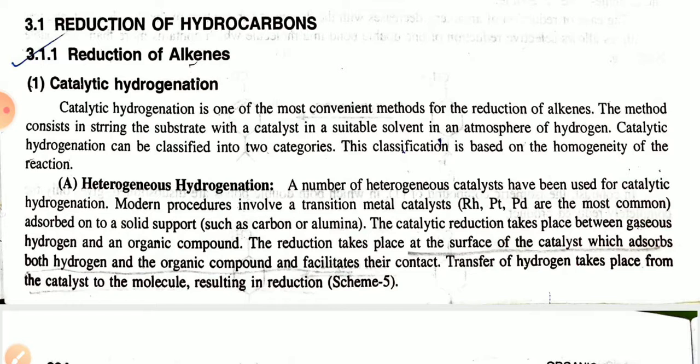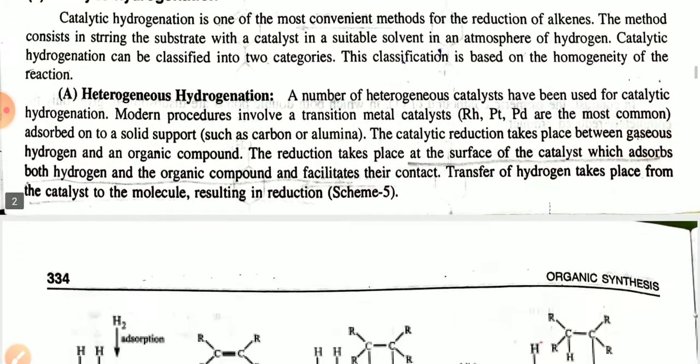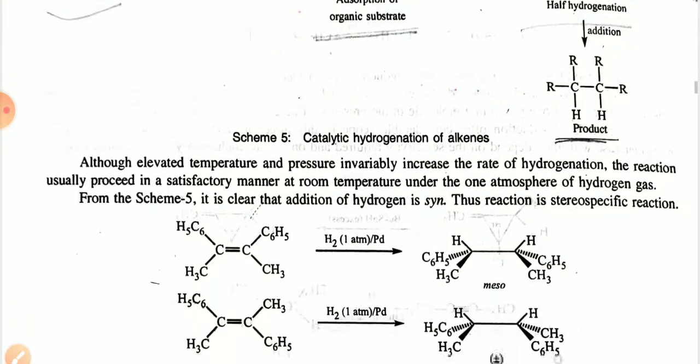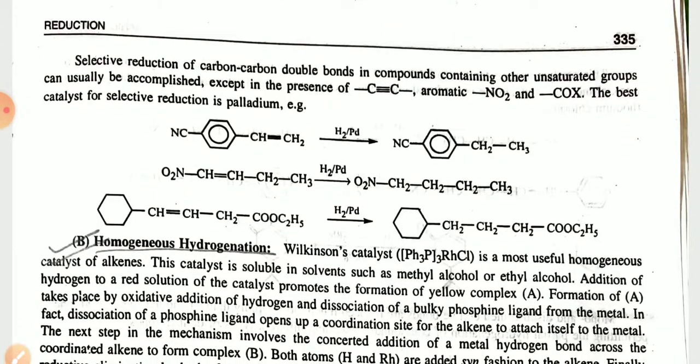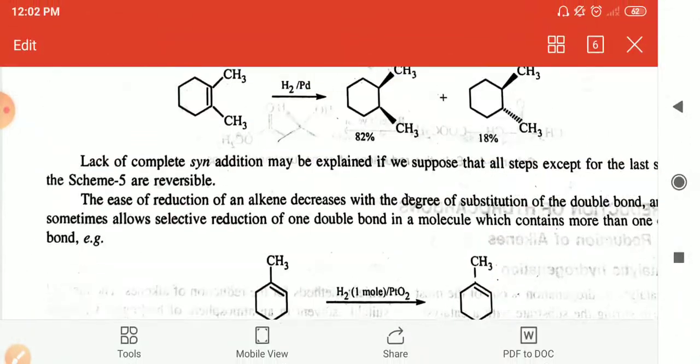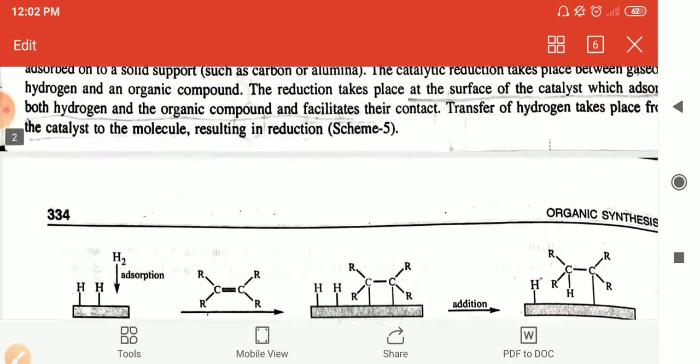The method starts with the substrate and the catalyst in a soluble solvent in an atmosphere of hydrogen. Catalytic hydrogenation can be classified into two further categories: first, heterogeneous hydrogenation, and second, homogeneous hydrogenation. Okay, so first we have to learn about heterogeneous hydrogenation.